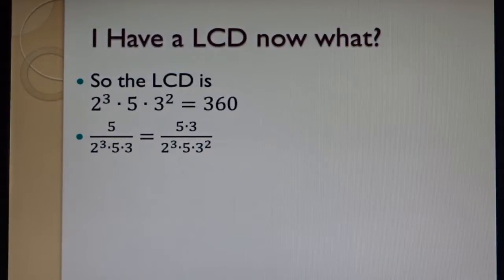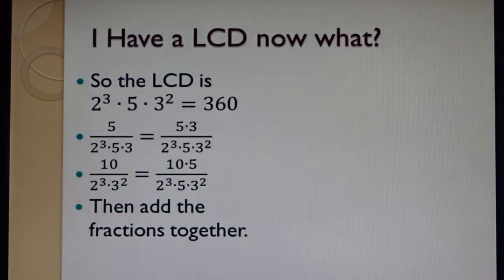So that means that I now have 5 times 3 in my numerator. For our second fraction, we had 3 2's and 2 3's, but we were missing the 5. So now we have to multiply in a 5. So we're going to multiply the denominator by 5 and the numerator by 5.